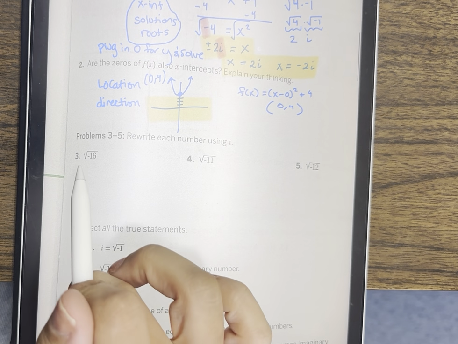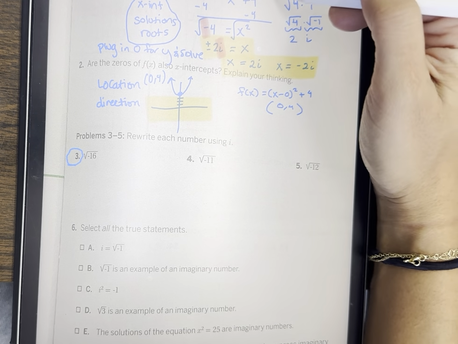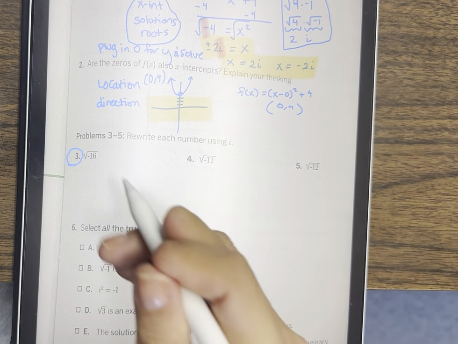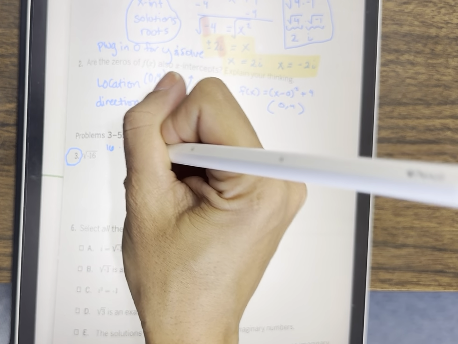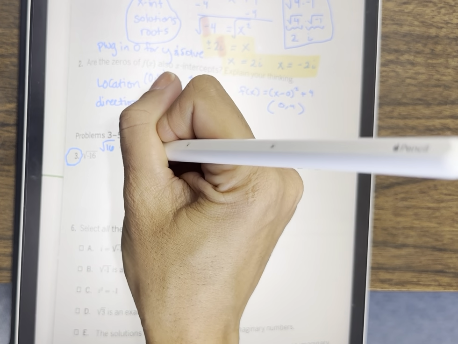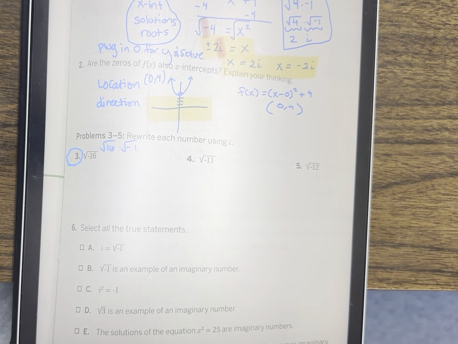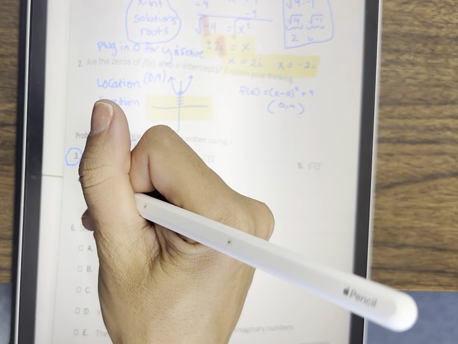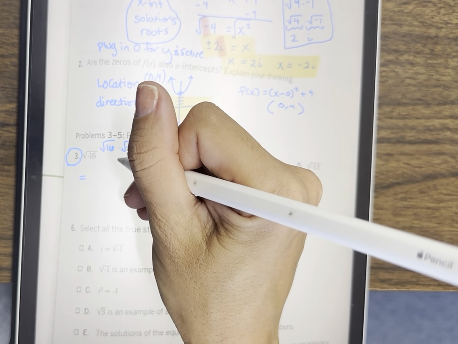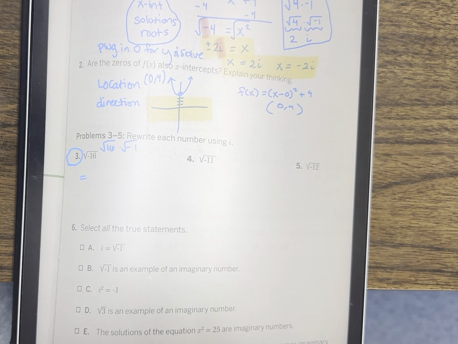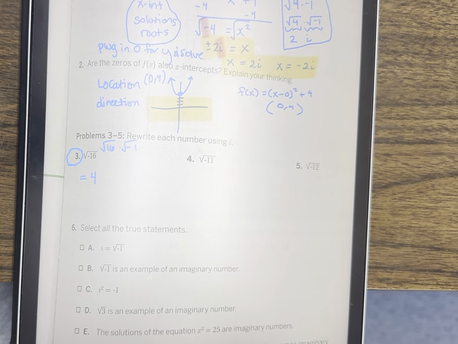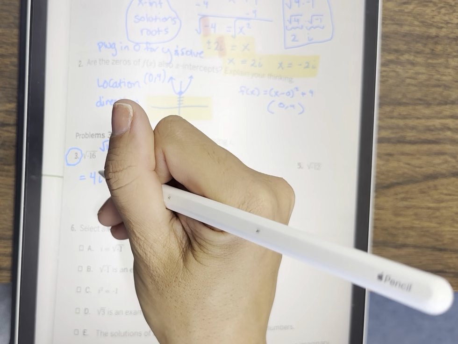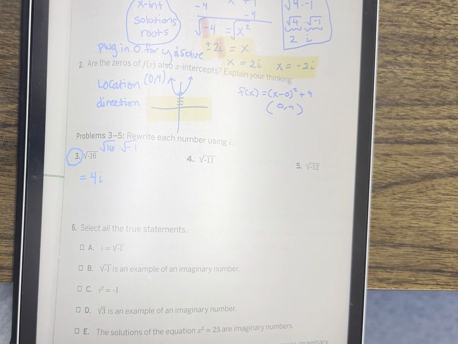Rewriting. So you guys remember, for number 3, technically this is what you're doing. You're thinking of negative 16 as 16 times negative 1, and you're square rooting each to get 4i. But I'm going to start to do it more quickly. I want you to be able to do it more quickly. The square root of negative 16, that's the same as square root of 16, which is 4. But that negative in the radical results in an i.